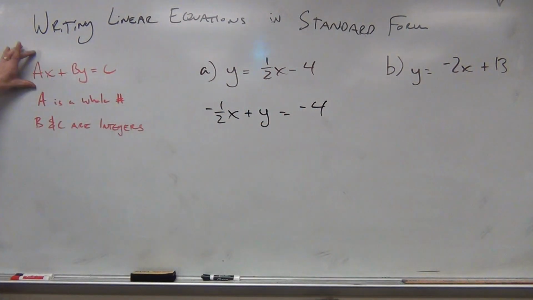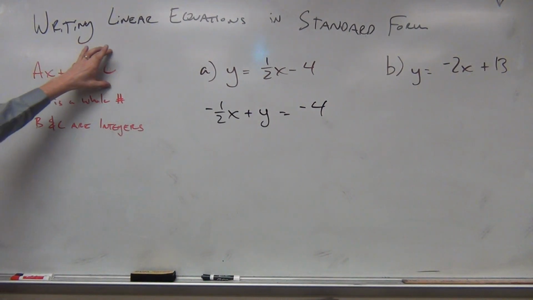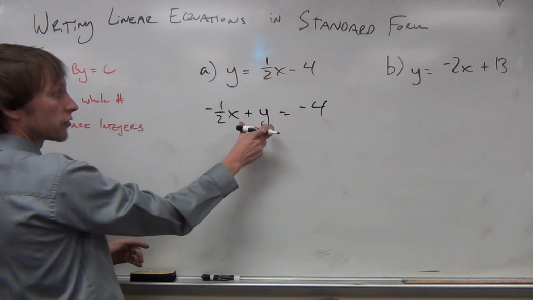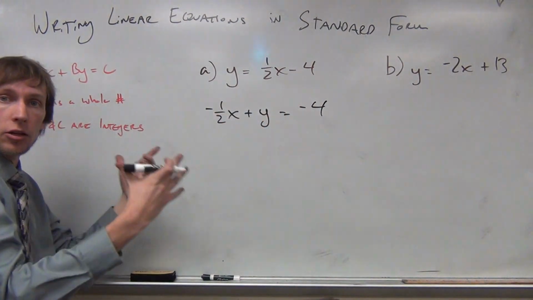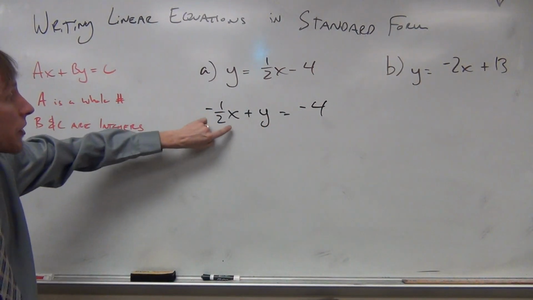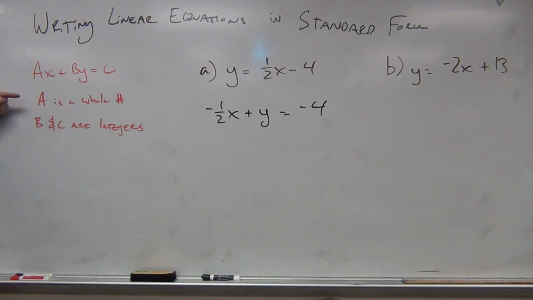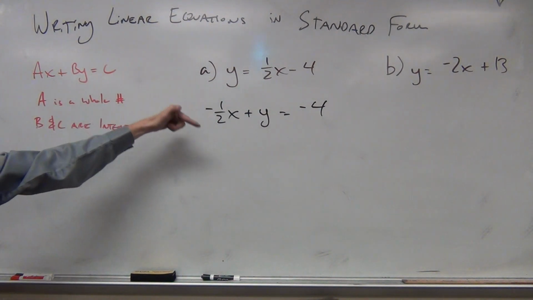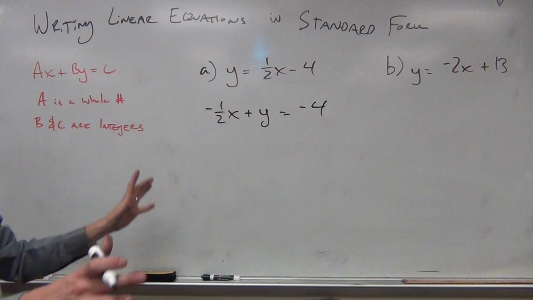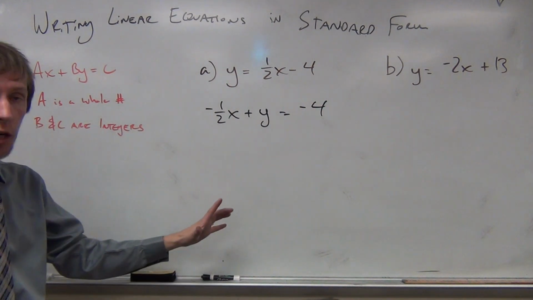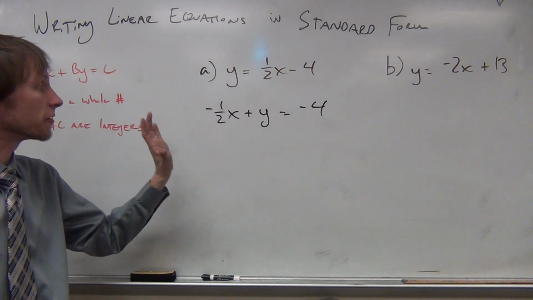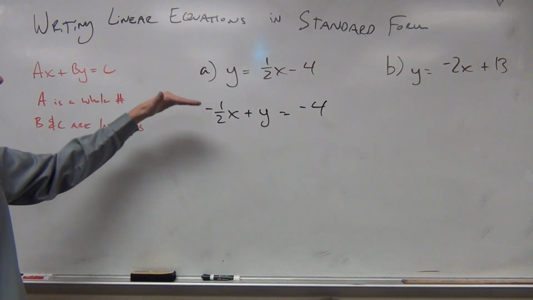Now, looking at this, Ax + By = C, hey, we have some x's plus some y's equals a constant. That looks fine and dandy. However, this coefficient of -1/2 is not a whole number. It's a fraction. In fact, it's also a negative fraction. So we've got a double duty to take care of. The first thing we're going to do is get rid of the fact that this is a fraction, all right? So we're going to address that.